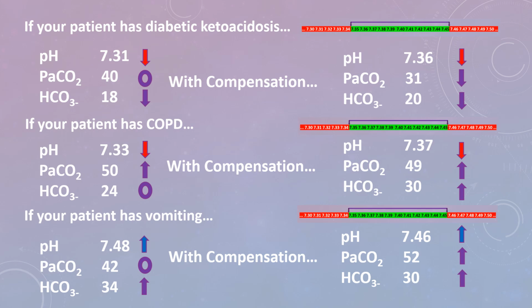I'm going to look at the graph. Is 7.46 in the lines? Well, no, it's not. It's past the line, so we have partial compensation. So in this case, I have metabolic alkalosis with partial respiratory compensation.